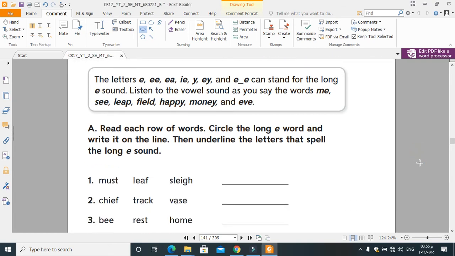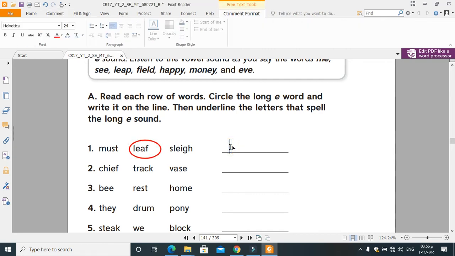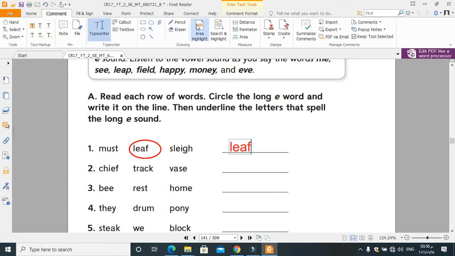Great. Now it's time to practice. Read each row of words, circle the long E word, and write it on the line, then underline the letters that spell the long E sound. Let's read now. Must, leaf, sleigh, leaf. Good. So circle leaf, write it on the line, and underline. What should you underline here? EA. Good.